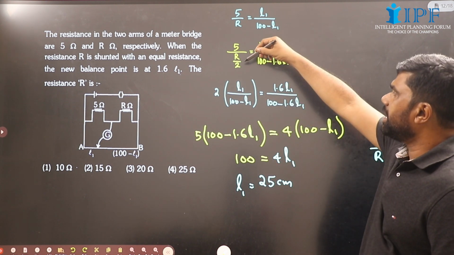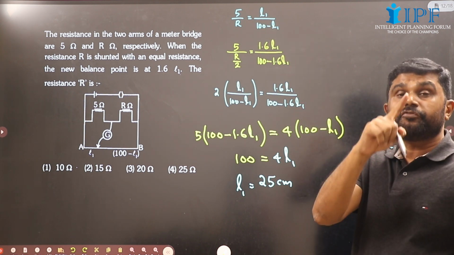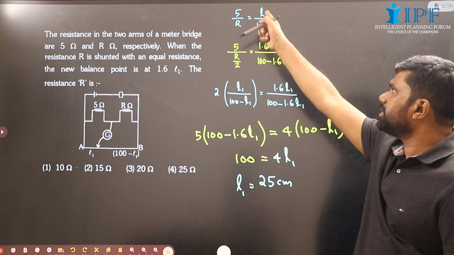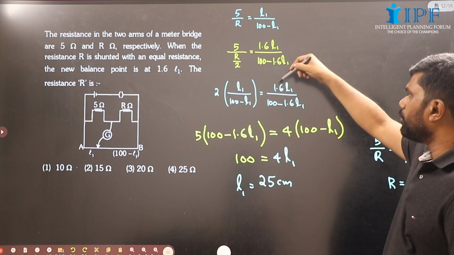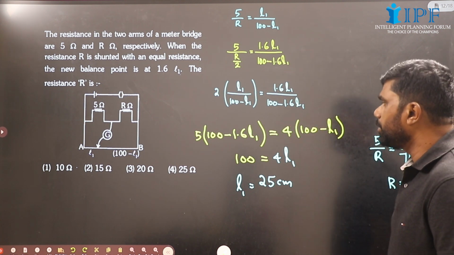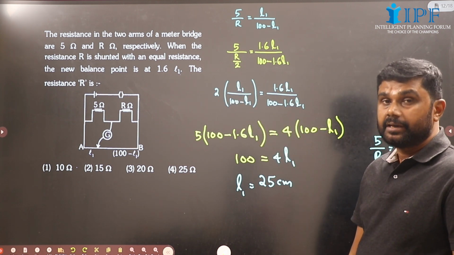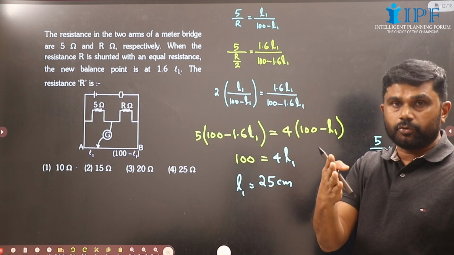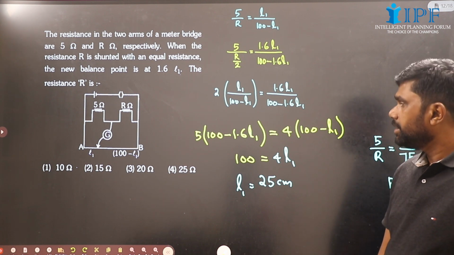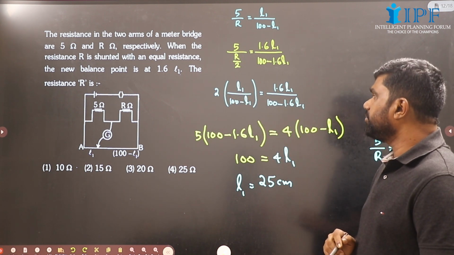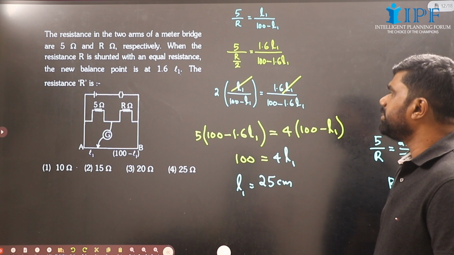Now this 2 will go to the numerator. So on the left side there will be 2 into 5 by R. That 5 by R can be replaced by L1 by 100 minus L1. So 2 into L1 by 100 minus L1 equals 1.6 L1 divided by 100 minus 1.6 L1. Now 2 and 1.6 can both be divided by 0.4. So 2 by 0.4 will be 5, and 1.6 by 0.4 will be 4. So here we will have 5 and here we will have 4. This L1 and this L1 can be cancelled.